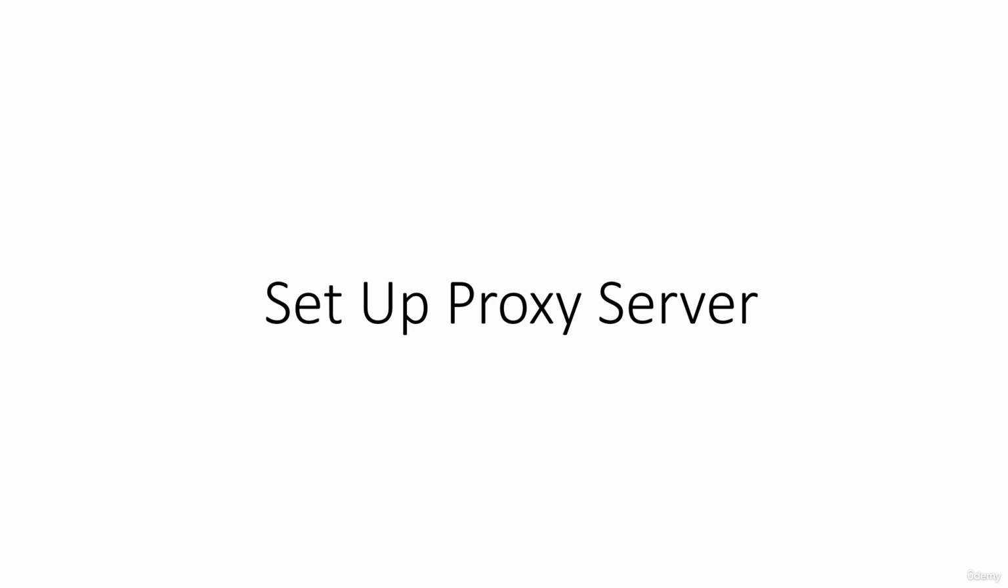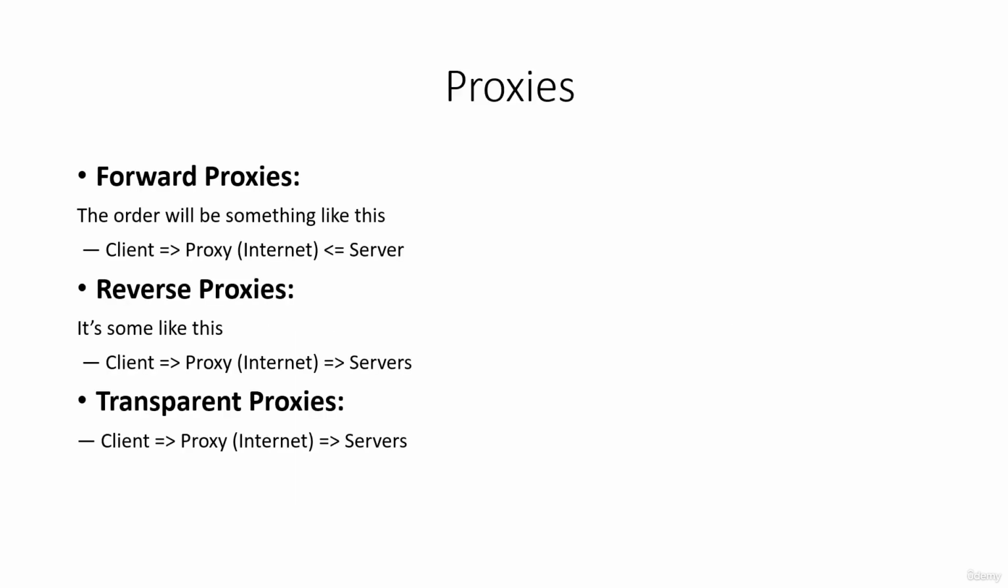So how does it actually work? There are a lot of proxies out there, so I am going to shortly explain the types of proxies and how they work. First, forward proxies. For this type, the client sends the request to the proxy, which fetches the response on its behalf. The client knows about the proxy, but the server doesn't know about the proxy at all. The order will be something like this: client to proxy and then server.